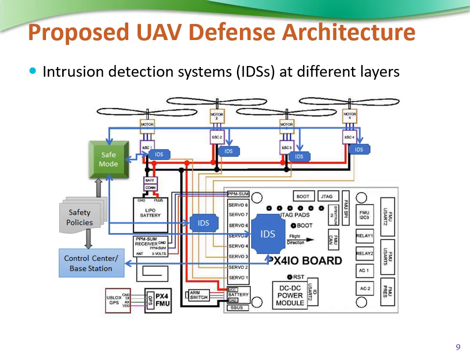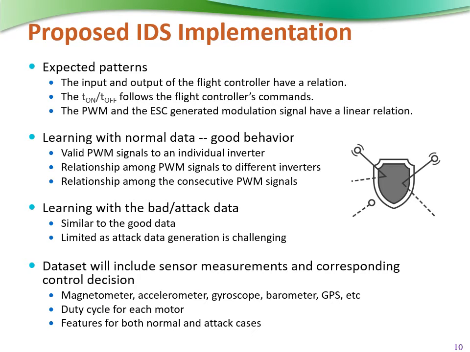In the next few slides, we'll talk about how we want to train these intrusion detection systems. We will implement our proposed intrusion detection system exploiting different patterns. We see a pattern between the input and output of the flight controller. We expect a pattern between duty cycles and the flight controller's control commands. The PWM signals and the ESC generated modulations will have a relationship. So we will exploit these three kinds of patterns.